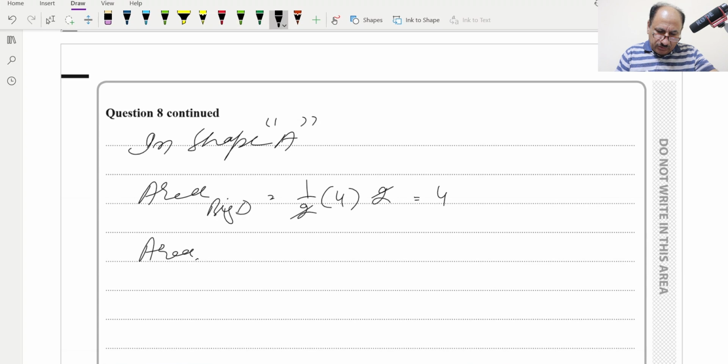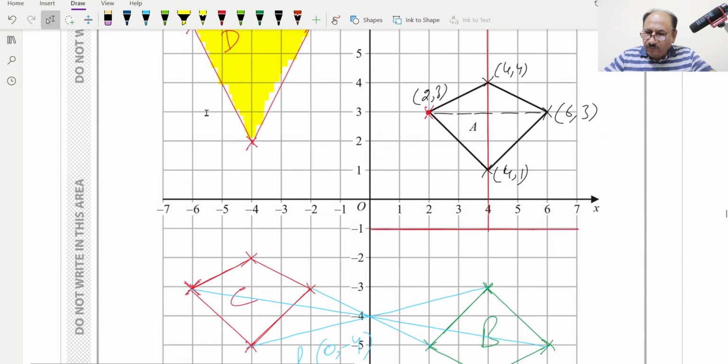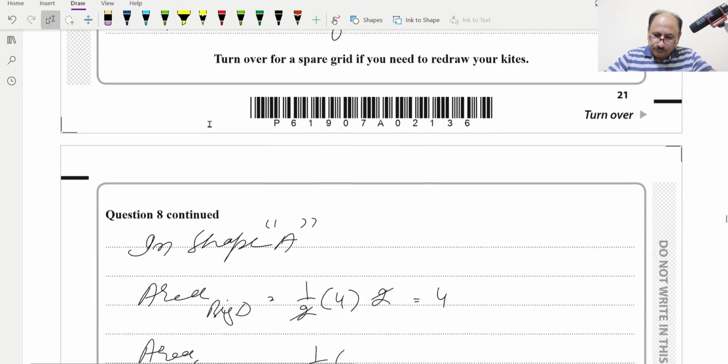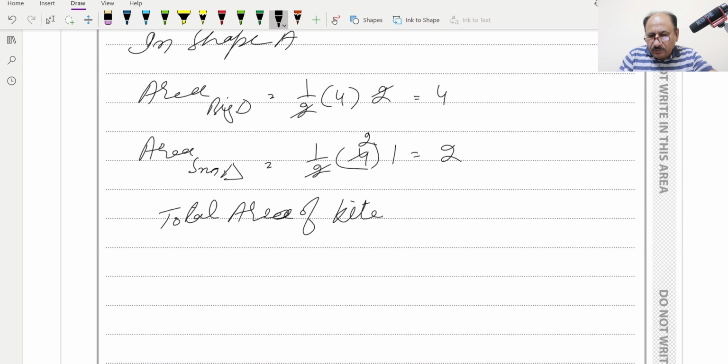And the area of the smaller triangle will be equal to 1/2 into base 4 and height 1, so this will be cancelled to 2, this will be equal to 2. So total area of kite A will be equal to 4 plus 2, which is equal to 6.